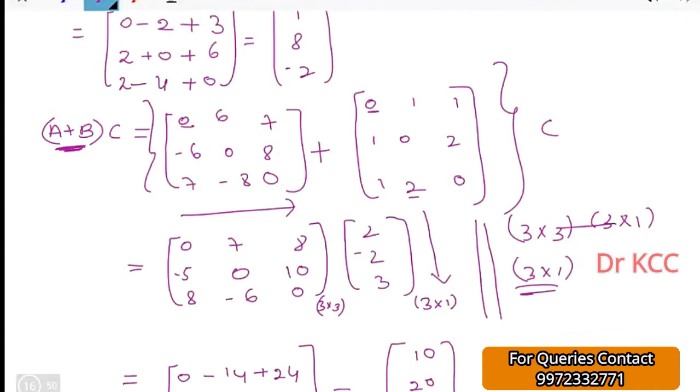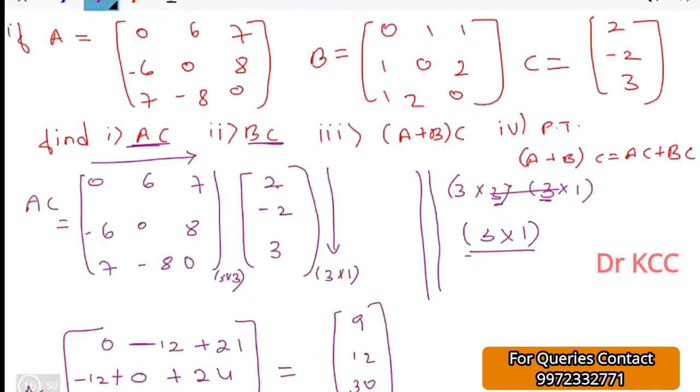Done. What is the question saying? So we found out AC, we found out BC, and A plus B of C is also done. Now they are asking to prove, fourth question, that A plus B of C is equal to AC plus BC. So what we are supposed to prove now? A plus B of C should be equal to, see, if you multiply you get the same, AC plus BC.